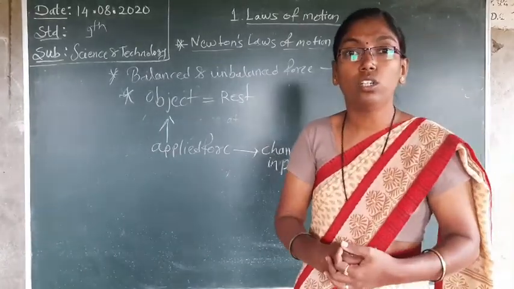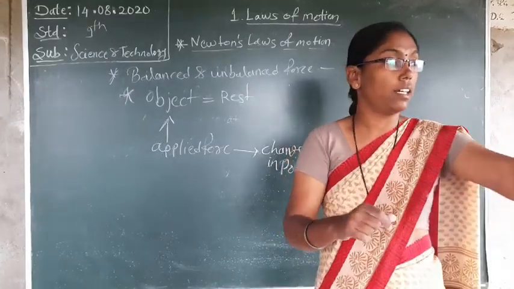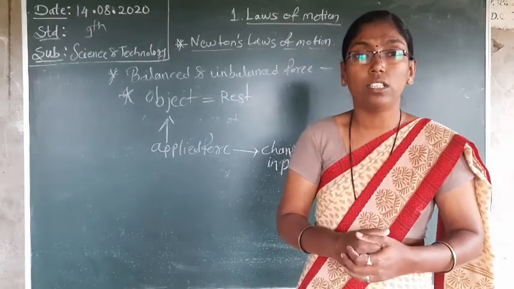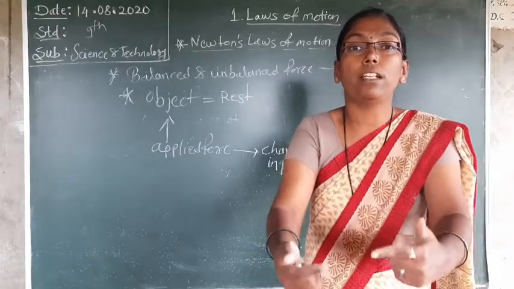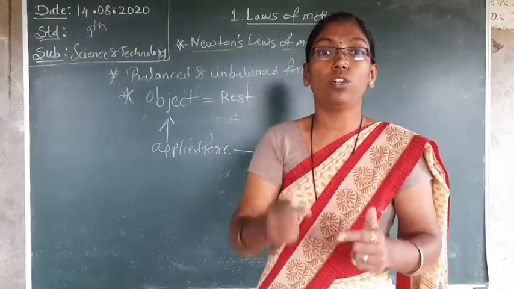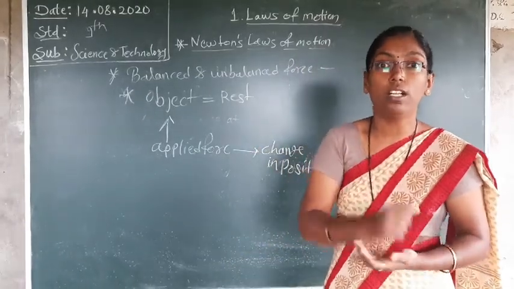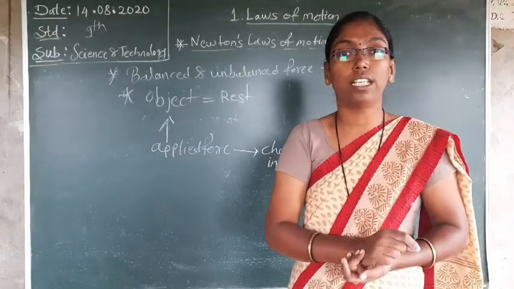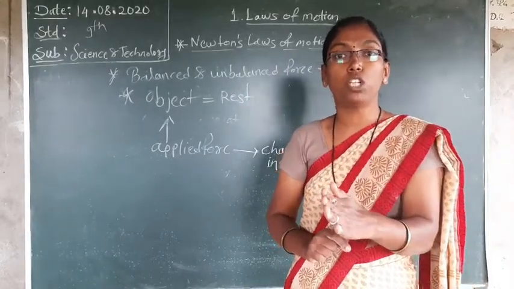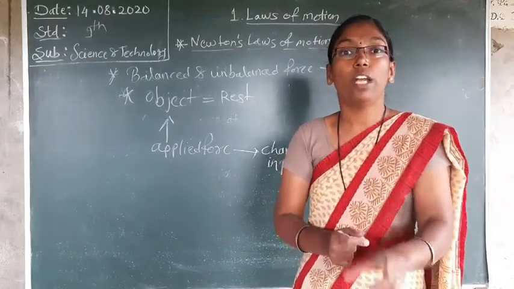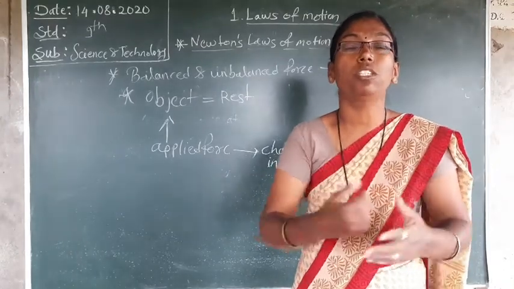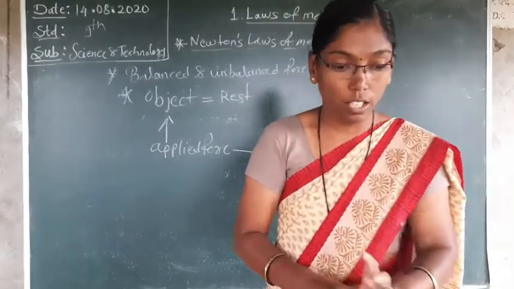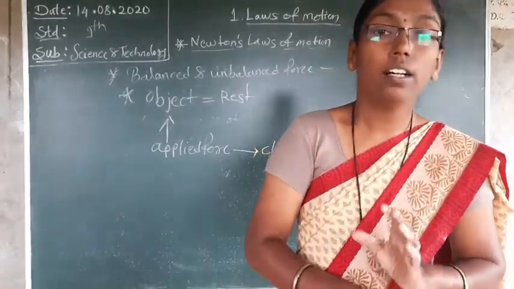Take your bike, the two-wheeler. That two-wheeler is in the rest position. When will its motion change? When we apply force on that bike, then only that bike changes its position. It means your first law is complete. What Newton's first law says is that the object is in the rest position or in uniform motion, and when an external force is applied on it, then only it changes its position. This is the law. This is the motion.